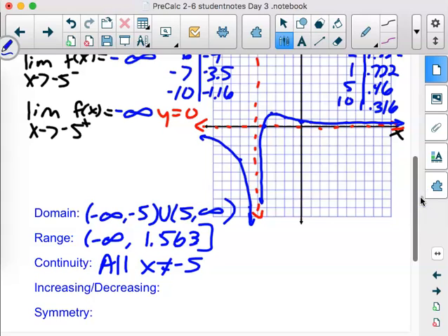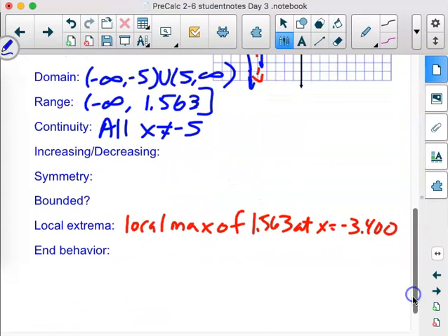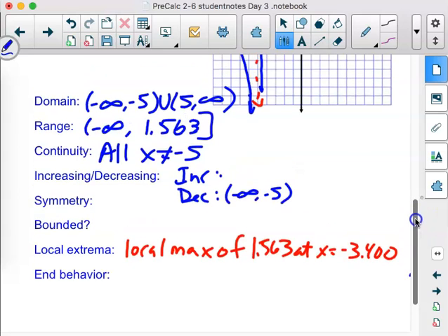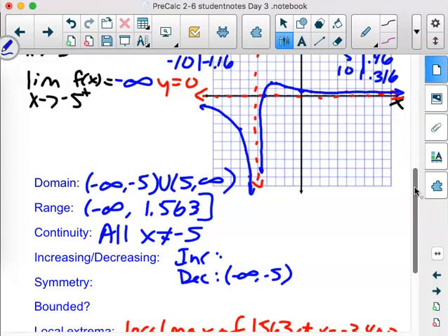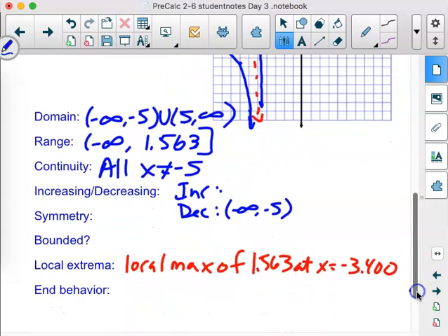And for this one, we are doing some decreasing, but then we're doing some increasing, and then we're doing some decreasing. So we can't just circle increasing or decreasing here. We're going to have to write them down separately and then think about where they're at. And this one was decreasing from -infinity to -5. But then, as we read it from left to right, it was increasing until it got right there. And this is about the x-coordinate this time. So that x-coordinate was at negative 3.400.